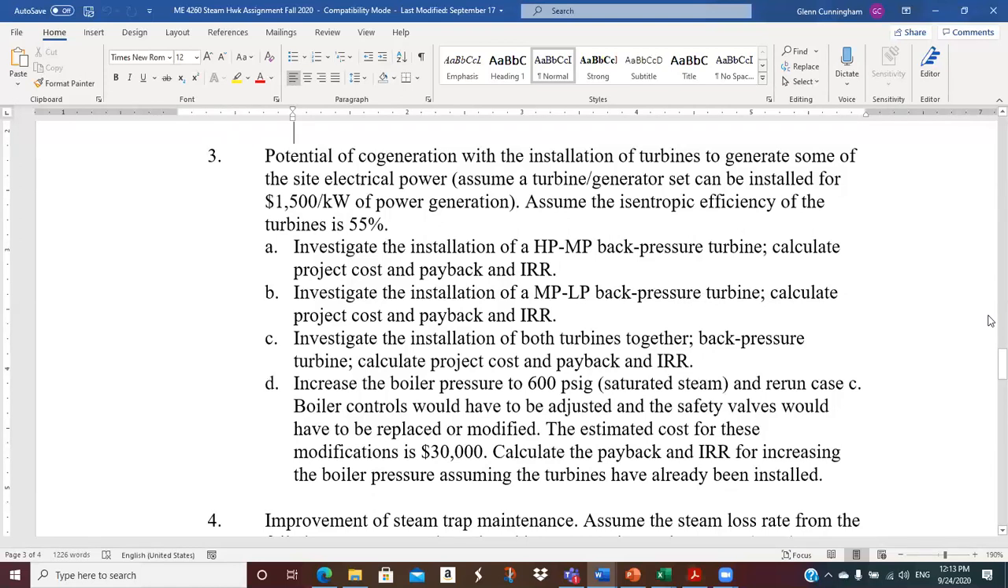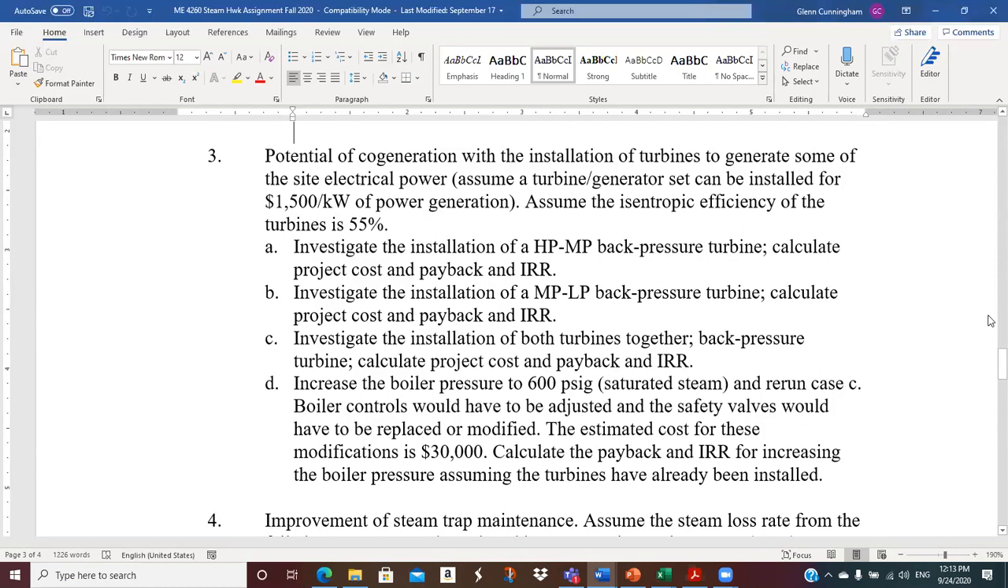So investigate the installation of a back pressure turbine generator set that operates between the high pressure and medium pressure headers. Then you look on the model and see how much power you're getting out. That lets you do a rough estimate of cost, and you can then do a payback and an IRR. Investigate installation of a medium pressure to low pressure back pressure turbine. So you can turn off the first one, turn on the second one. Again, investigate the installation of both turbines together.